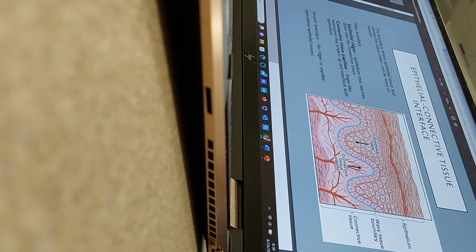If you have a smooth boundary, there's not any ridges, okay? It's just smooth, and that's in specialized epithelial tissues. We will see that.